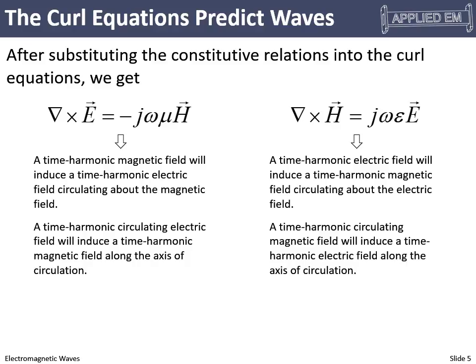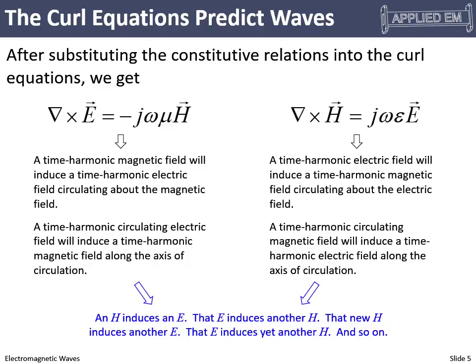If we look at our other curl equation, this is telling us if we have an oscillating electric field, that will induce a circulating magnetic field around it. This is really the basis of how Maxwell's equations predict waves. A magnetic field induces an electric field. That electric field induces a magnetic field. That magnetic field induces another electric field, and this keeps repeating. So let's try to visualize this.